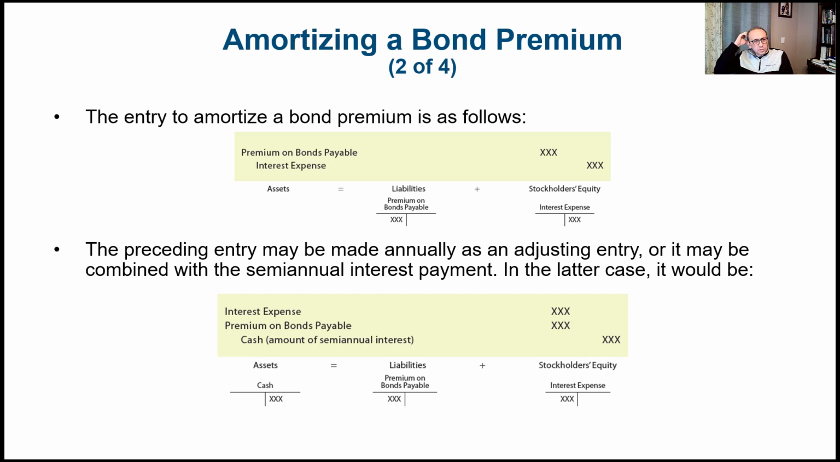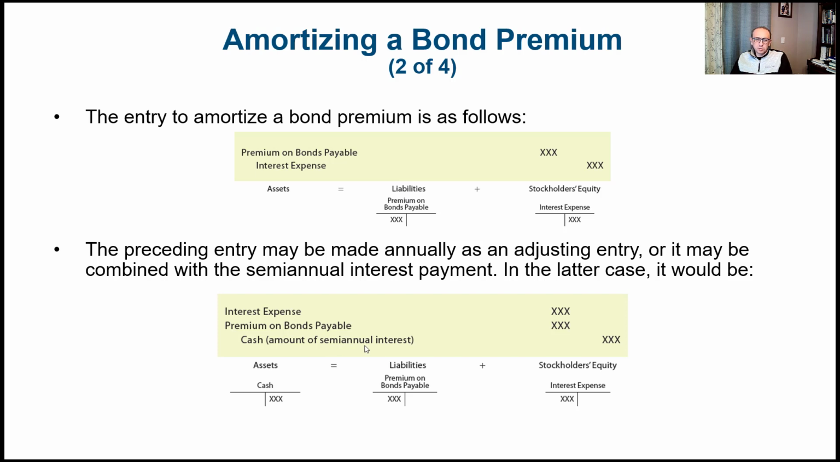So the entry to amortize a bond premium would be as follows. We debit the premium on bonds payable and we credit the interest expense. Also, the preceding entry may be made annually as an adjusting entry, or it may be combined with a semi-annual interest payment. In the latter case, it would be as follows. We're going to debit interest expense. We're going to debit the premium on bonds payable because now we're amortizing it. And we credit cash for the total.